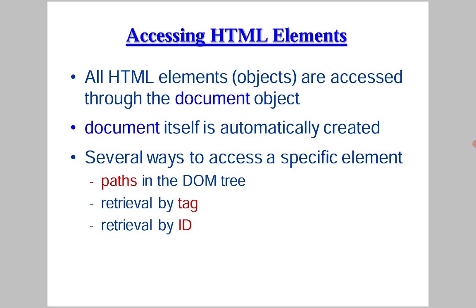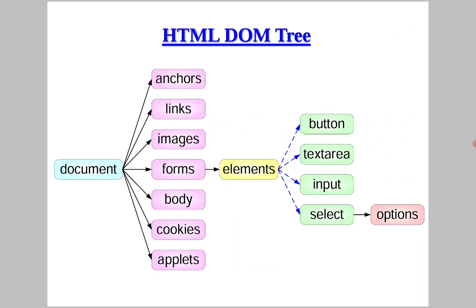There are several ways to access a specific element, such as paths in the DOM tree. So this is the diagram of the HTML DOM tree. So how to use it? First of all, in this diagram, we start with the document. What is the document? An HTML document or HTML page.